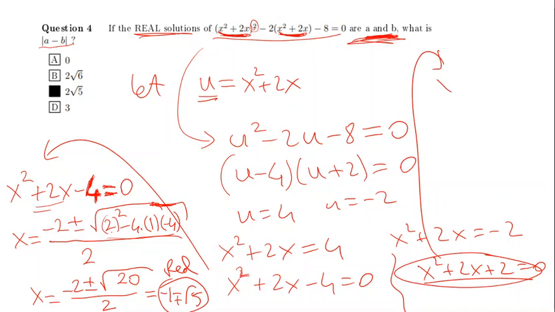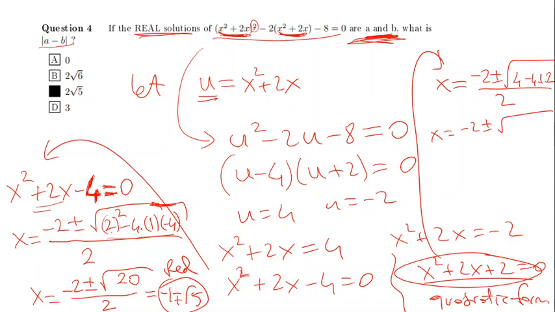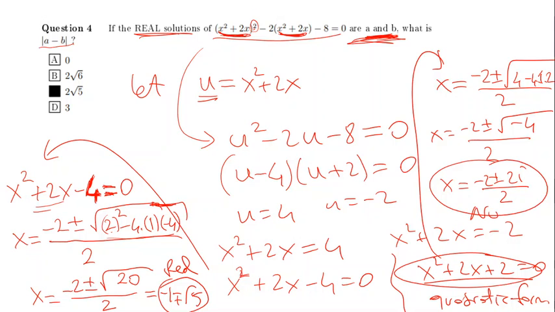It's the same thing, use the quadratic formula. So you use minus b, which is minus 2, plus minus square root of b squared, which is 4, minus 4 times 1 times c, which is 2, and divided by 2. You will get minus 2 plus minus square root of minus 4. So we will end up with minus 2 plus minus 2i divided by 2. This is not real, so these are not real solutions. We are not interested in this part. We are interested only in the real solutions.